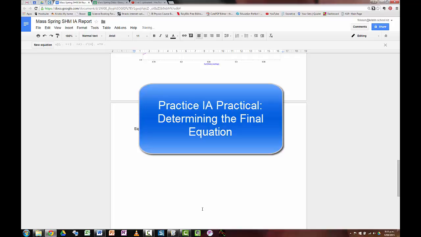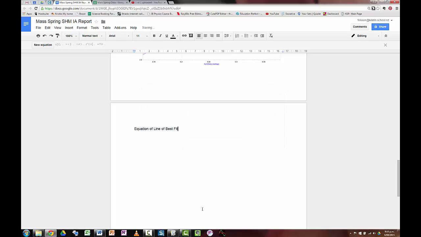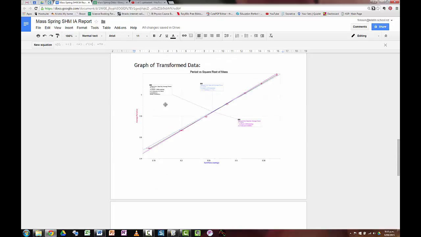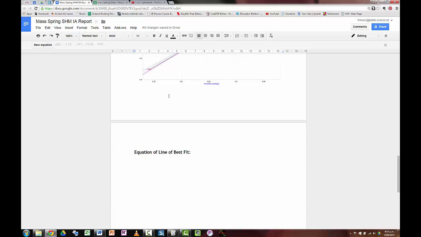Equation of line of best fit. We'll give this a heading 2. And we can read this off our graph. I can't really see very clearly here, but it's the black one. So it's 2.966 is the gradient, and the y-intercept is 0.07046.